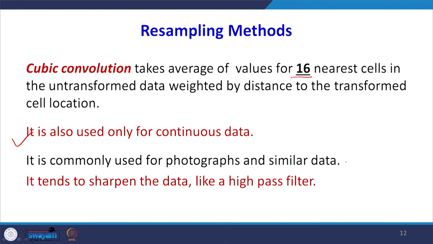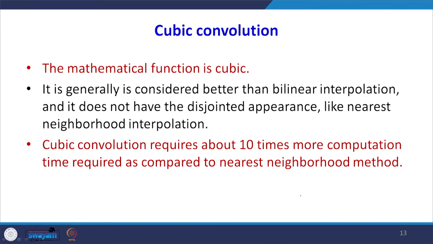It is commonly used for photographs and similar data, and it will tend to sharpen the image, like a high pass filter, which you will also learn. It will sharpen the image; it will not blur or smoothen the image, but will sharpen it, reversing that process. Now this mathematical function is cubic, and that is why this is known as the cubic convolution technique. Normally we consider it much better than the bilinear interpolation, because it will not have a disjointed appearance as we find in the nearest neighborhood interpolation. We find a blocky kind of figure there; we will not find that blocky figure here.